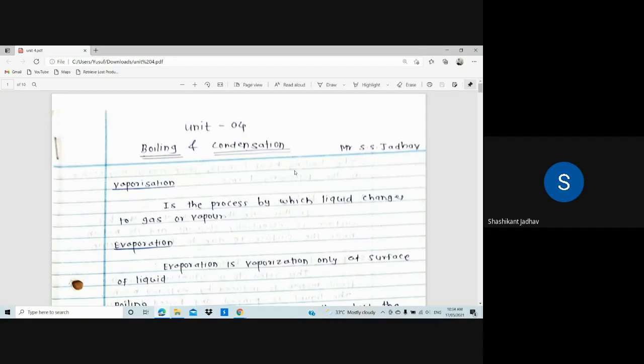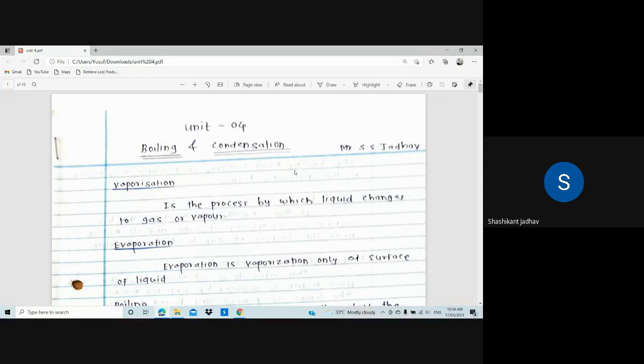Okay, so all of you write down the second definition. Evaporation. Write down: evaporation is vaporization only at the surface of the liquid.